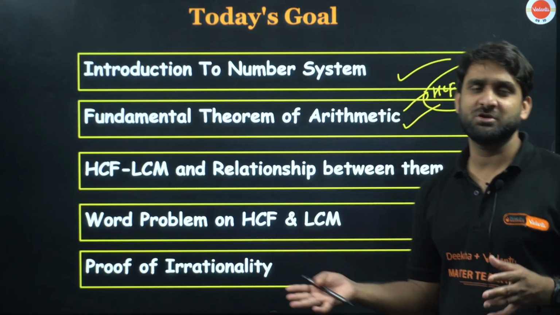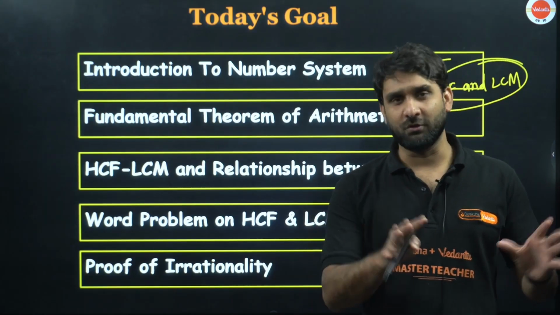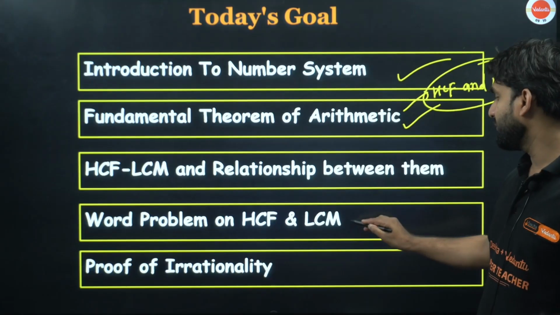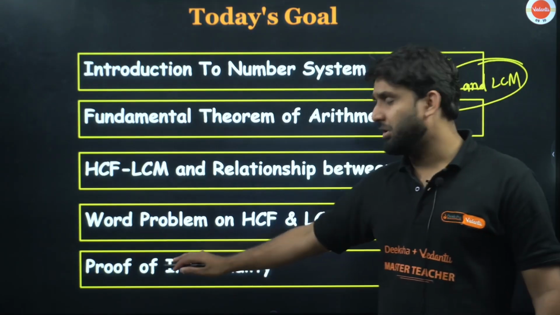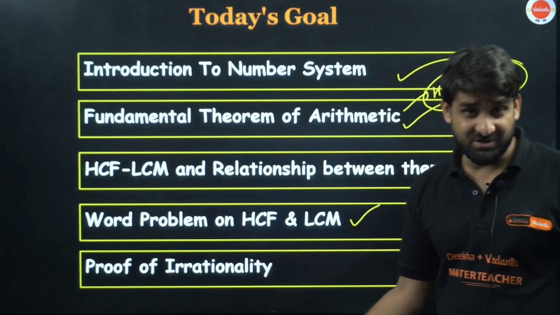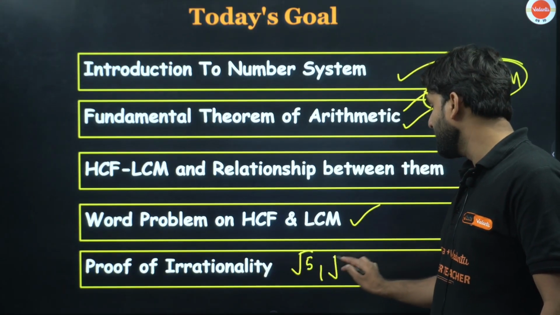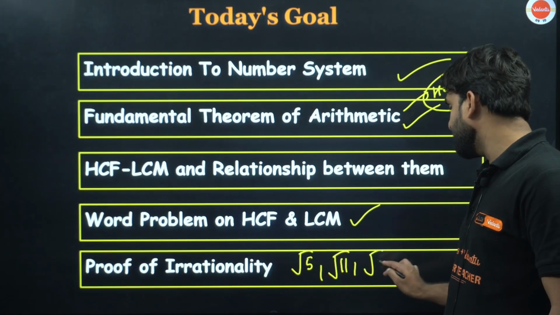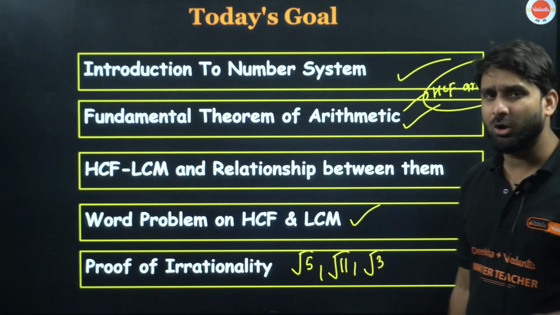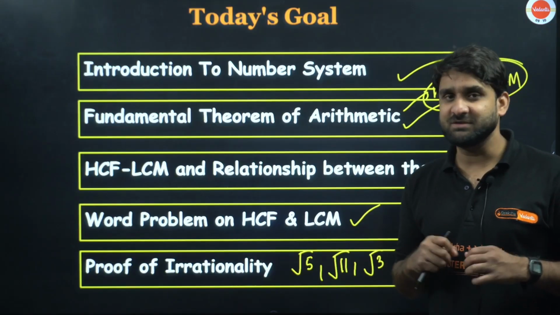In most of the questions, you have to calculate HCF and LCM if a word problem question is there from real numbers. Okay, so we are going to talk about this, and this is important from the CBSE examination point of view. Proof of irrationality. If I ask you, prove root 5 is an irrational number, prove root 11 is an irrational number, prove root 3 is an irrational number. We all know these are irrational numbers, but how to prove it mathematically? This is the question, right?